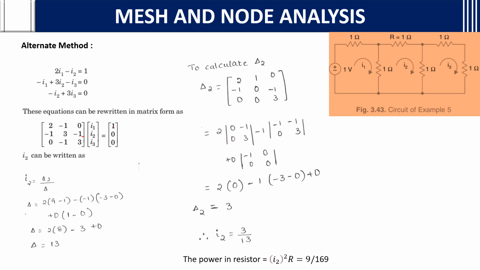For finding the power in the resistor, what will we do? The power in the resistor is I2 square into R. I2 square is 3 by 13 squared, which is nothing but 9 by 169. R is 1 ohm, as shown here. So 9 by 169 is the power. So we'll go to the next sum.